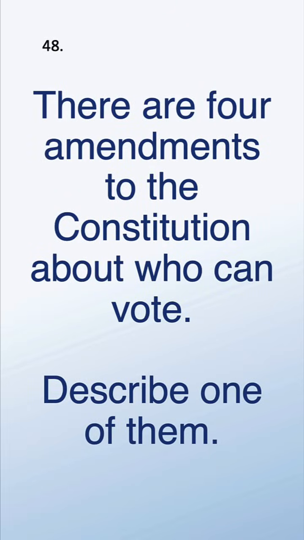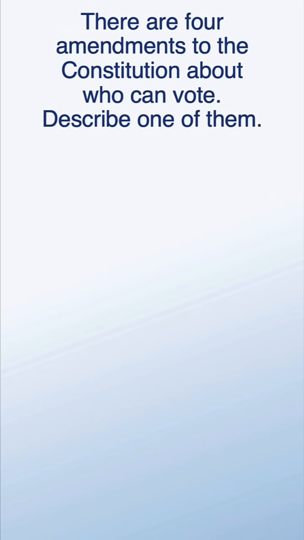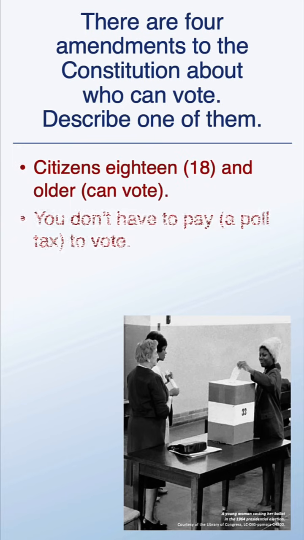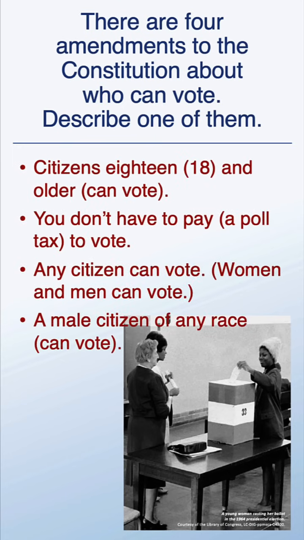There are 4 amendments to the Constitution about who can vote. Describe one of them. So you can choose from these. Citizens 18 and older can vote. You don't have to pay to vote. That would be a poll tax. Any citizen can vote, and also a male citizen of any race can vote.